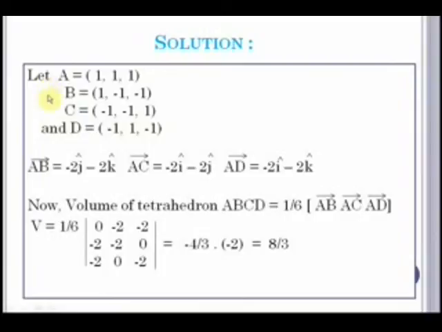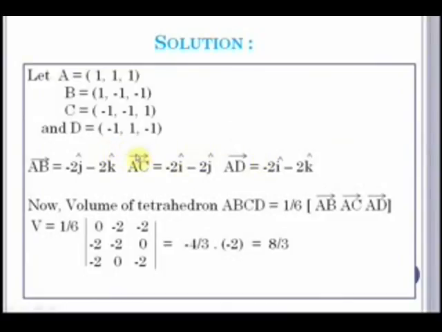So AB vector would be equal to -2j cap minus 2k cap. Similarly AC vector would be equal to minus 2 times i cap minus 2 times j cap, and AD vector would be equal to minus 2 times i cap minus 2 times k cap. Now we have just seen the formula for the volume of a tetrahedron. So this is equal to 1 by 6 into the box product of AB, AC and AD.